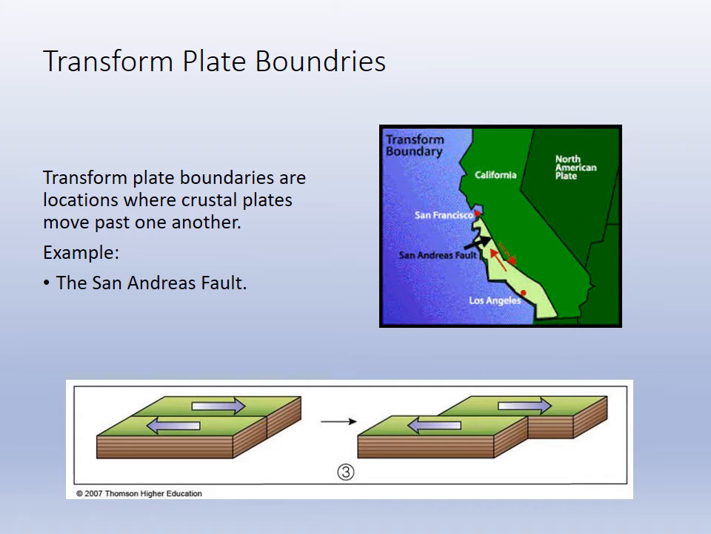Transform boundaries are our third type. You can see here the San Andreas Fault. One plate is sliding by the other. The one depicted below is a right lateral transform fault because the plate you're facing is moving to the right.